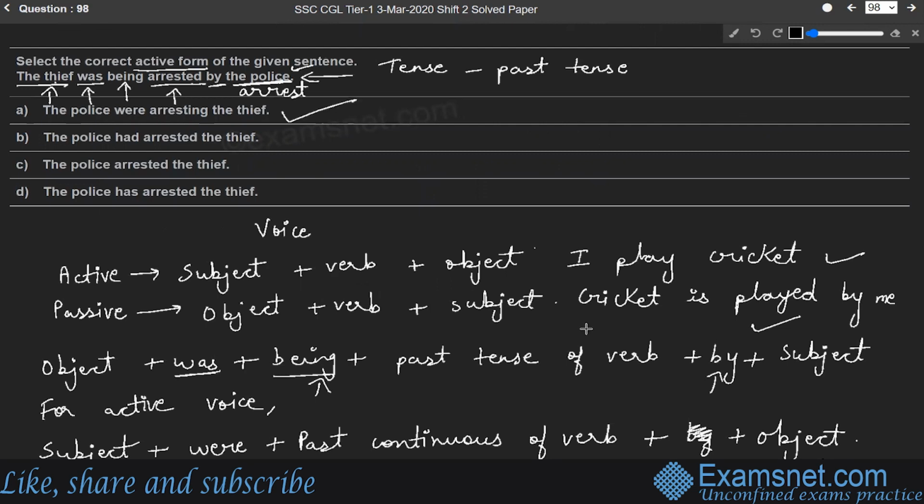I hope you are clear with it. Let us check the other options too. In the other options, you can see that the form of the verb is not changed. But the format is that the past tense of the verb will change to the past continuous of the verb. In none of the options is this verb changed. That is why all the other options are wrong, and for this question, the correct option is option A.